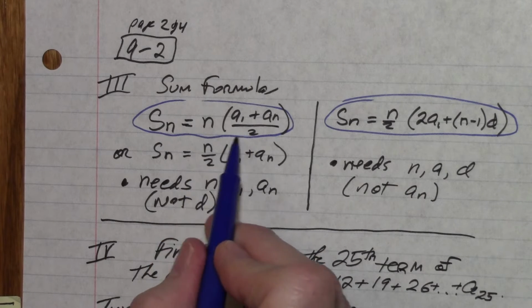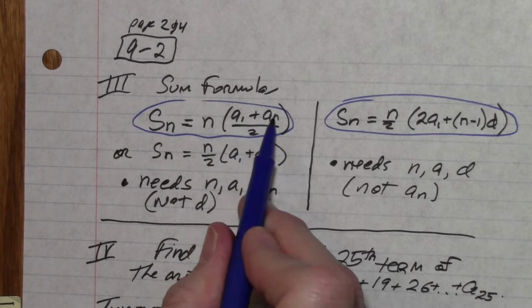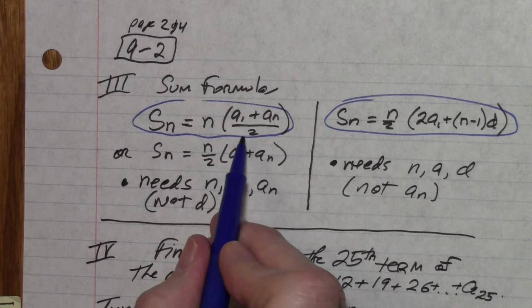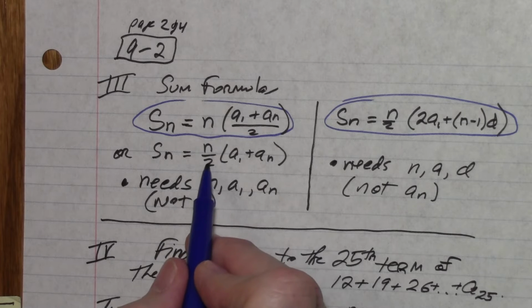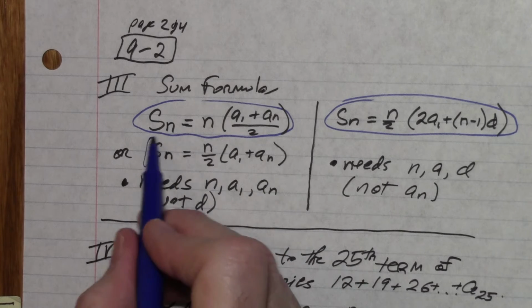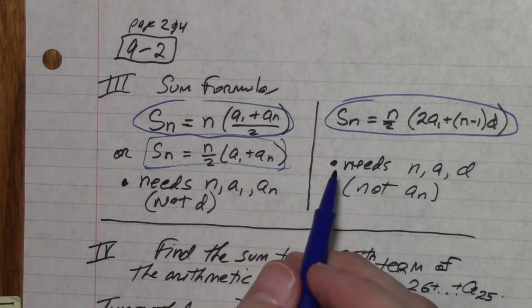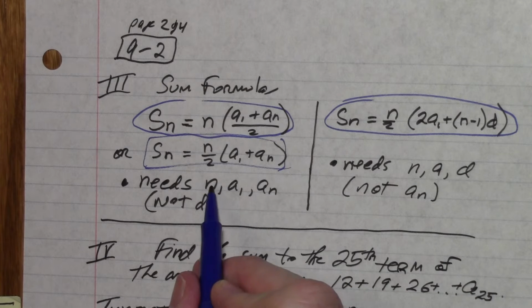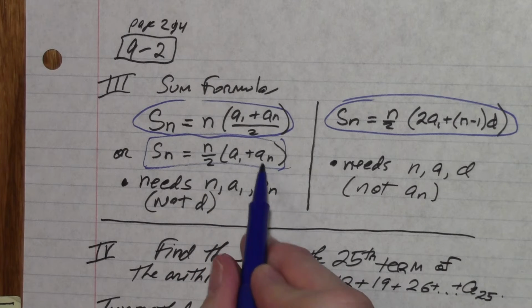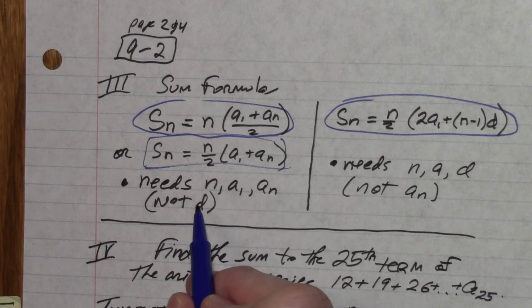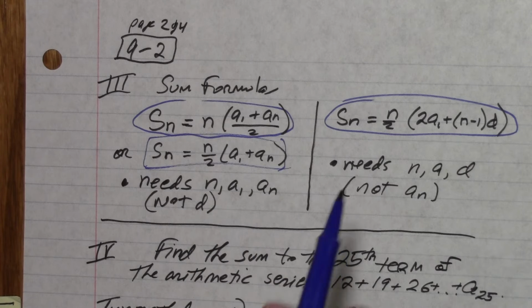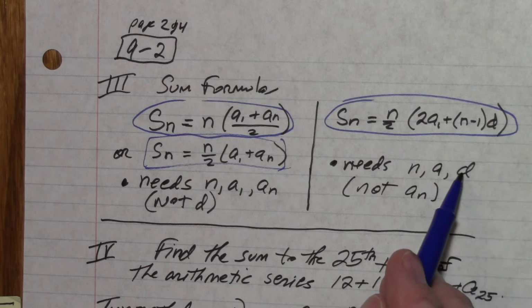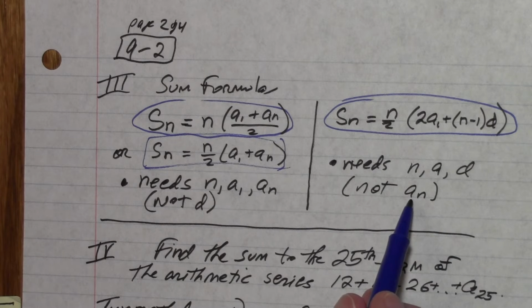This one's the number of terms, and then the first and last term added together divided by 2, or the number of terms divided by 2 in the first and last one. To me, this is an easier one to remember as well as use. You have to have the number of terms, the amount of the first term, the amount of the last term. You do not need the common difference. In this one, you do need the common difference, but you don't need the amount of the last term.